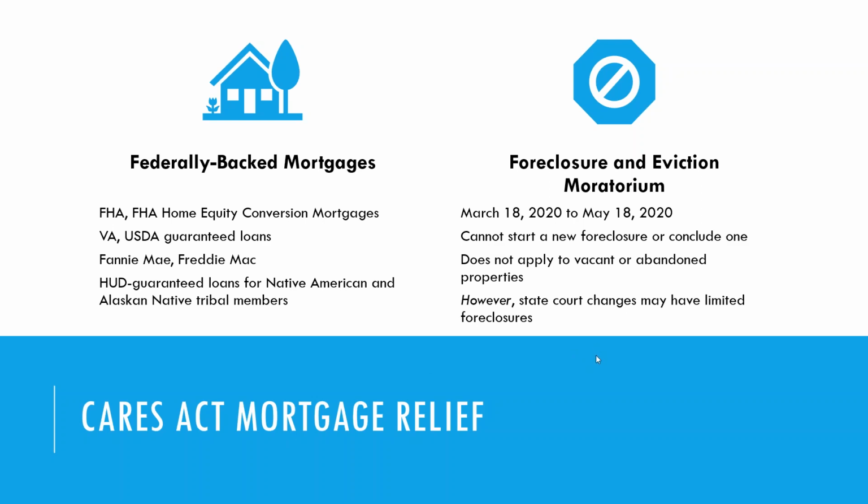One of the components is the foreclosure and eviction moratorium that is in place from March 18th through May 18th. It's a 60-day time frame, and the start date is set in the statute. During this time frame, you cannot start a new foreclosure. You can't proceed to a foreclosure judgment. You can't evict somebody based on a foreclosure. You can proceed with other things within the foreclosure, like if counterclaims have been asserted or other steps that need to be taken, but you can't start a new one or conclude one.